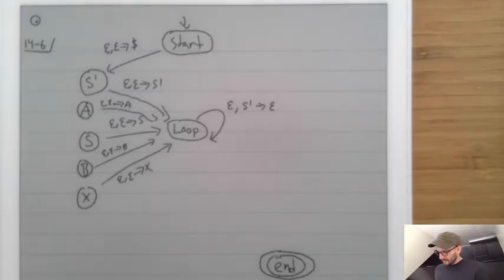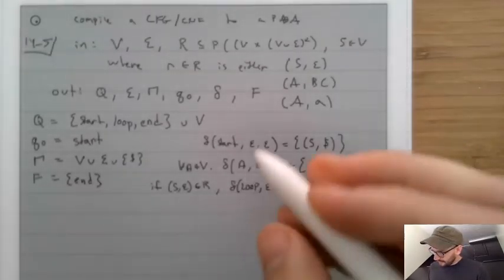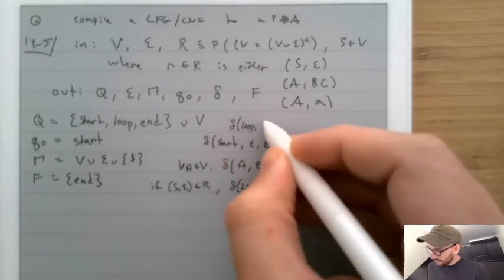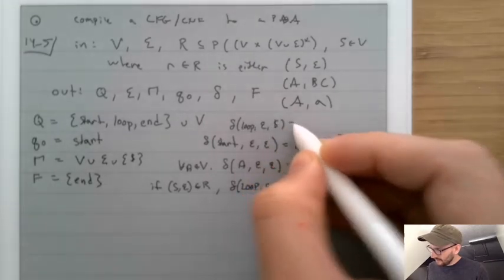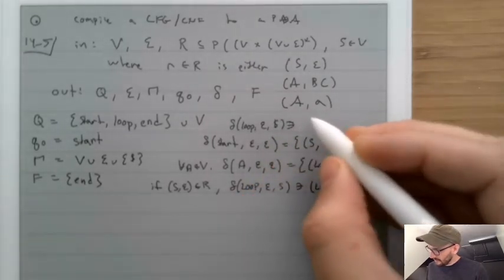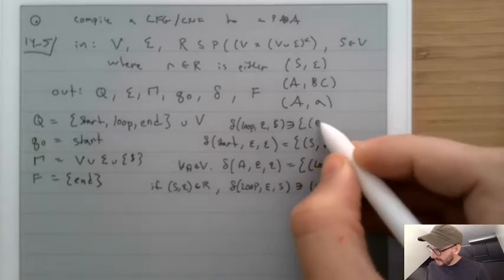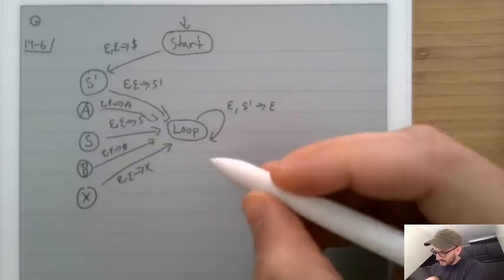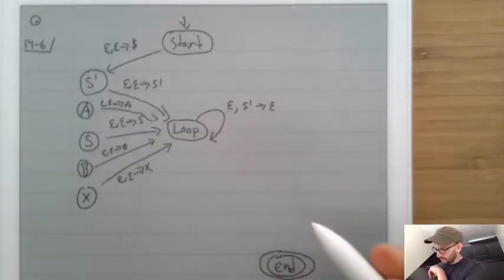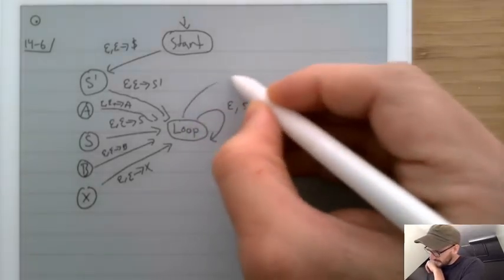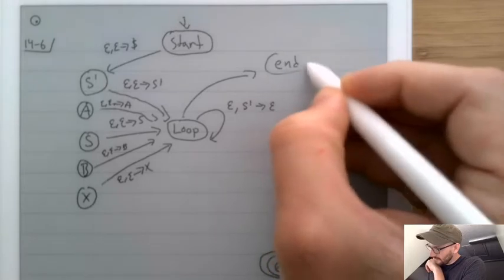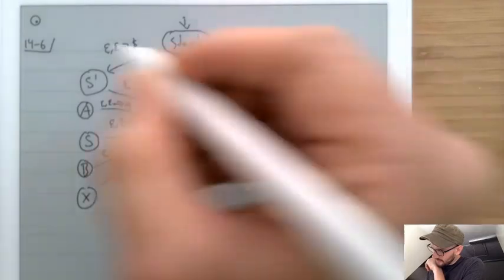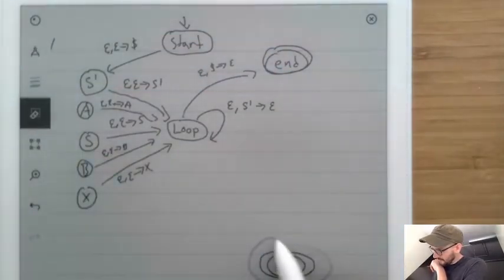Okay. The next rule, oh yeah, there's another thing that we want to say, which is that delta of loop, epsilon, $ will always contain end, epsilon. So that means that there's an arrow that goes from here to end. Let's put end over here actually. End. And this one says epsilon, $ arrow epsilon. And let's erase this one.